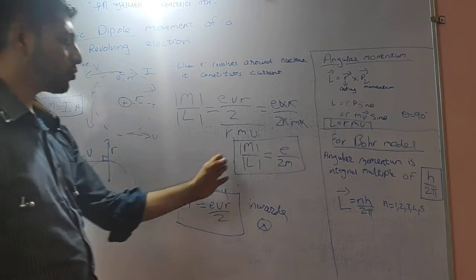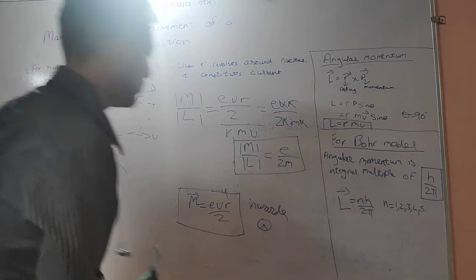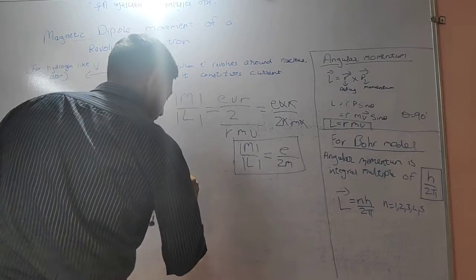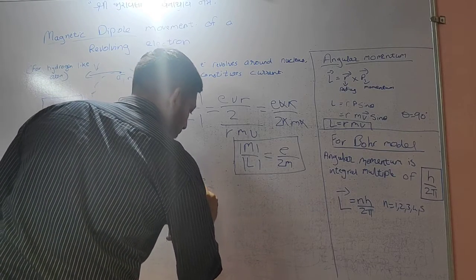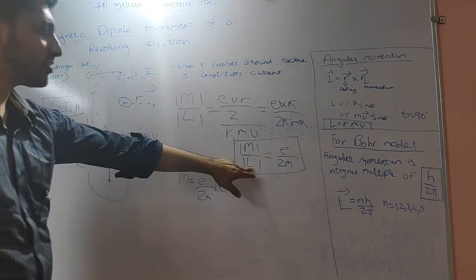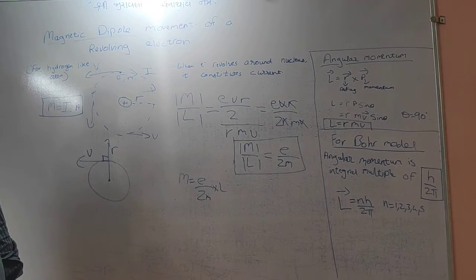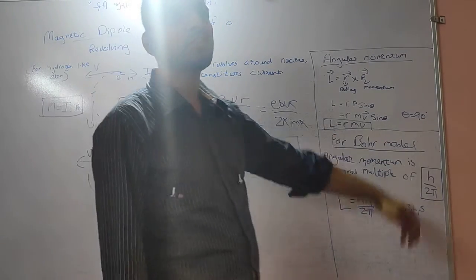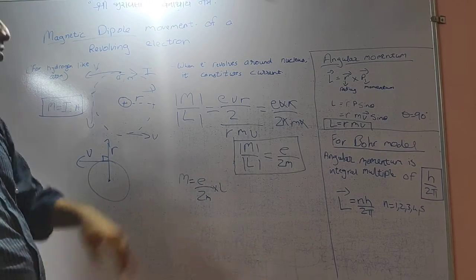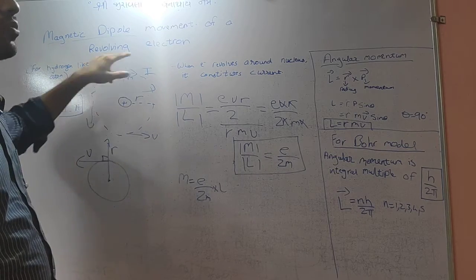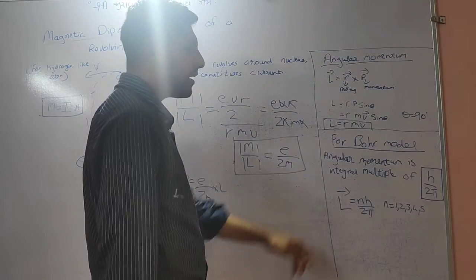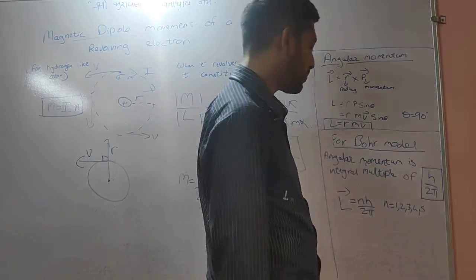Now we need to go further than this. Now I can write m equals e by twice m into L. Can I write it in this form? Yes, I just took this L on the other side. Now why is this important? For Bohr model. What is a Bohr model? You might have studied in your chemistry. Bohr model gives the angular momentum for the orbits around the nucleus. So angular momentum according to Bohr model is given as an integral multiple of h upon twice pi.